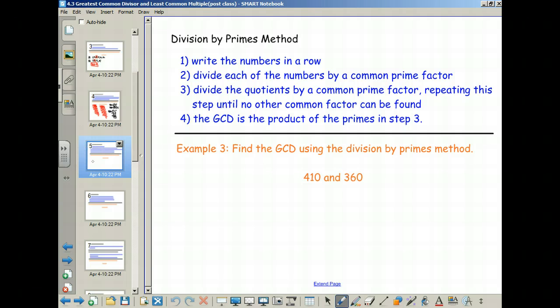The first one is the division by primes method. And the division by primes method will work no matter how many numbers we're trying to find the greatest common divisor or the least common multiple of. And what we do is this. We write the numbers in a row. So I'm going to write 410, 360. Your book sometimes puts a comma between them, do it or not. It's not the number 410,360. Maybe I'll erase it just for the sake of making that very clear.